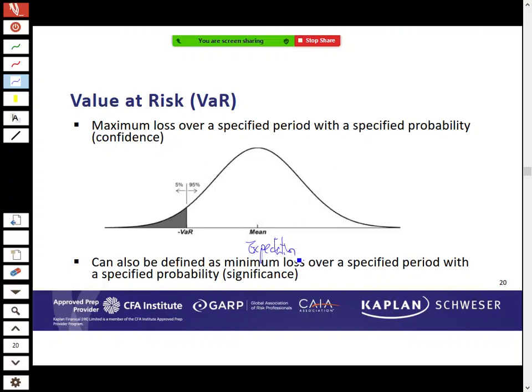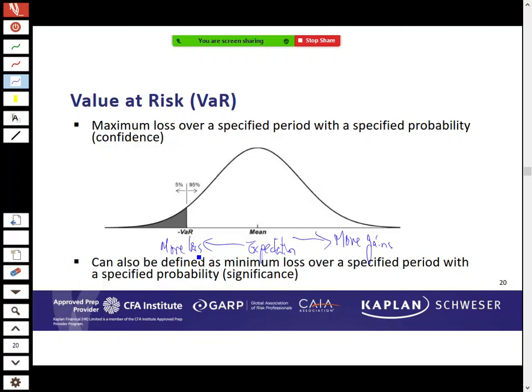In normal circumstances, that is what you expect to get from your investments. If you get more than this, then you have more gains. If you get less than this, you have more loss. That is very natural: if you do investments, there's a chance that you gain, and there's a chance you lose.